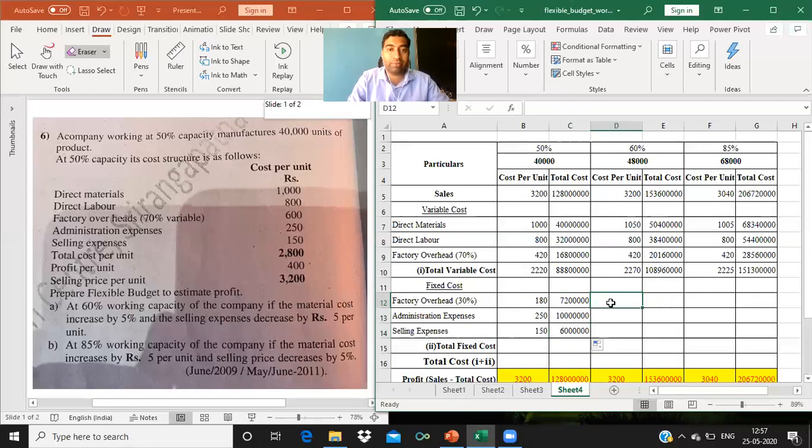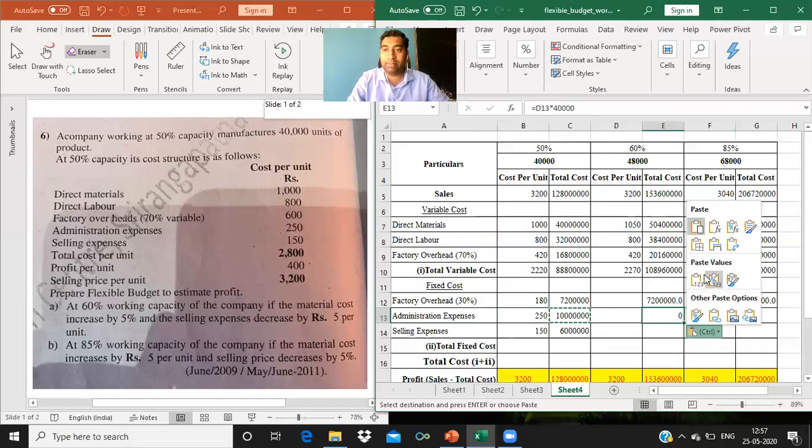Is there any change in the factory overhead? No, it is going to remain as 72 lakhs only, even for the 85% capacity also. So it is 72 lakhs. Next one, administration expenses. There is no change given in the administration expenses. So total cost is going to remain same.